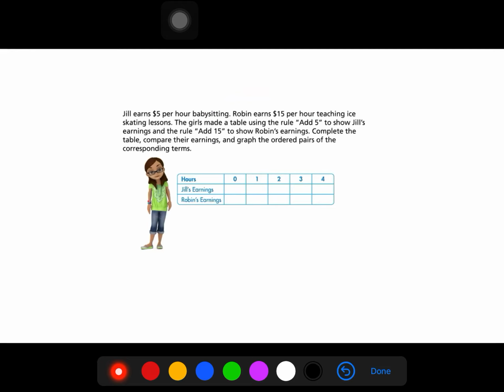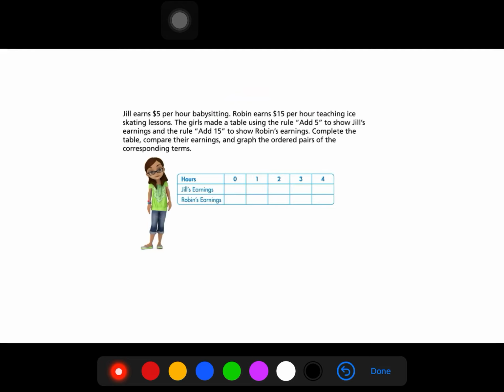All right. If Jill earns $5 per hour babysitting, Robin earns $15 per hour teaching ice skating lessons. The girls made a table using the rule add 5 to show Jill's earnings and add 15 to show Robin's earnings. Complete the table, compare their earnings, and graph the ordered pair of the corresponding terms.